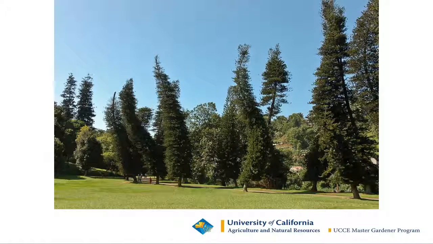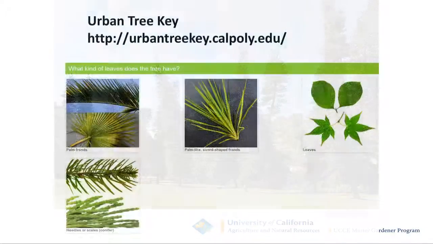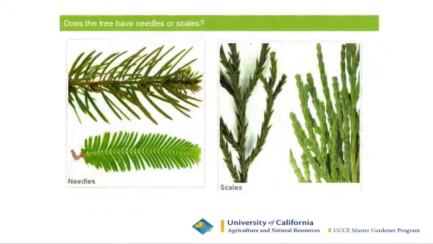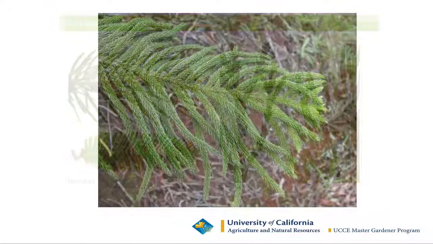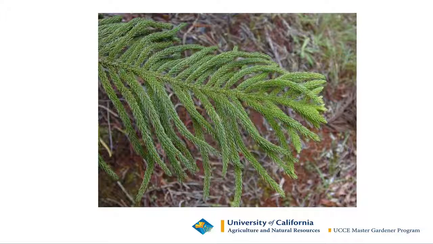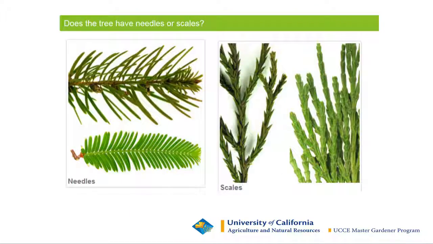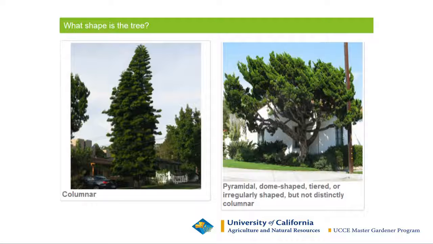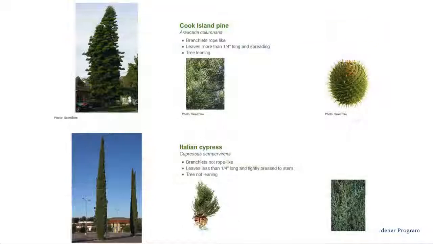Okay, so palm fronds, palm-like leaves, needles or scales. Needles or scales. So we look more closely. Those are scales. Those count as scales. So we choose scales. And the question is, is it columnar? Is it tall like a column, or is it these varied shapes? Which gives us a choice of Italian cypress or Cook Island pine.